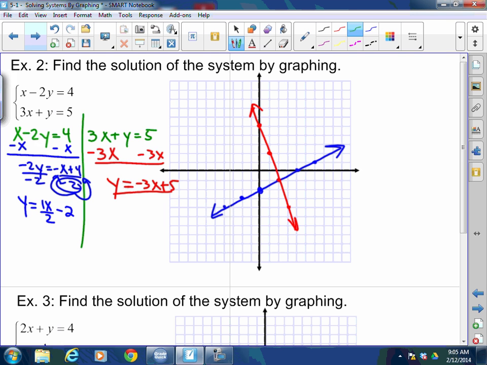No, that's not 3, negative 1. That's 2, negative 1 is my solution. That is the point that satisfies both equations. That is the point that makes both equations true. That is the point that makes both equations equal. Does that make sense? Promise.